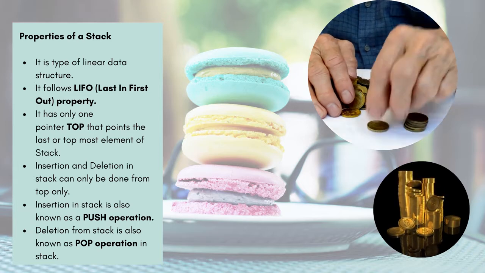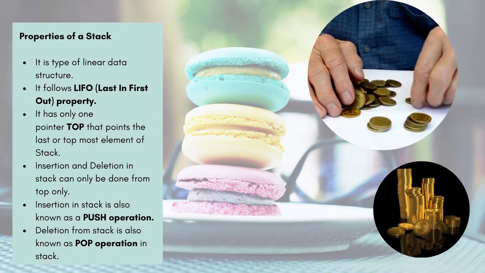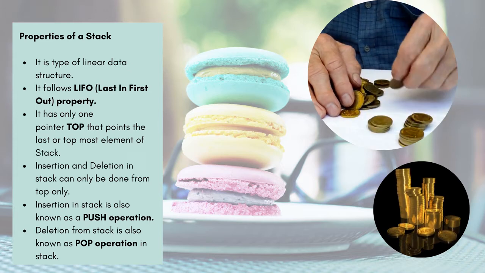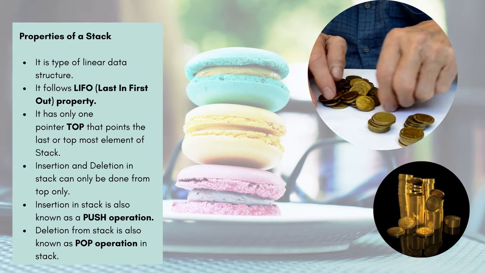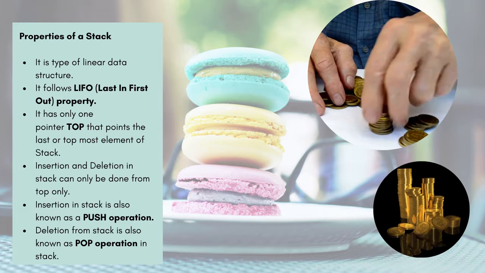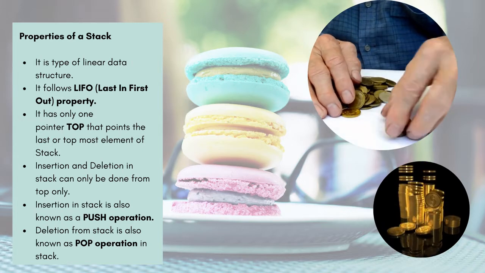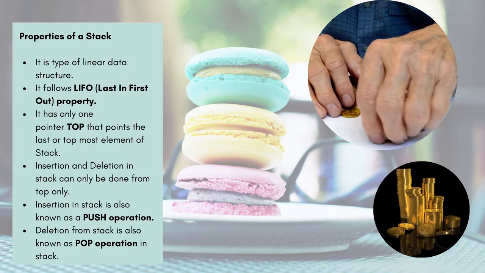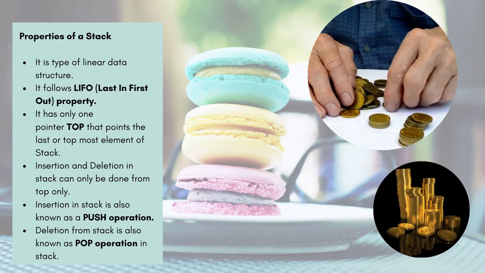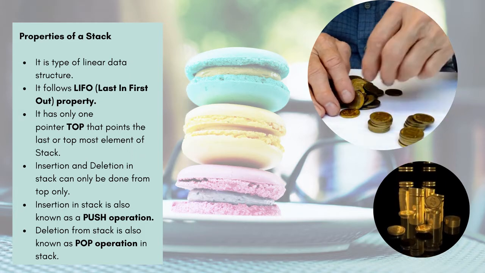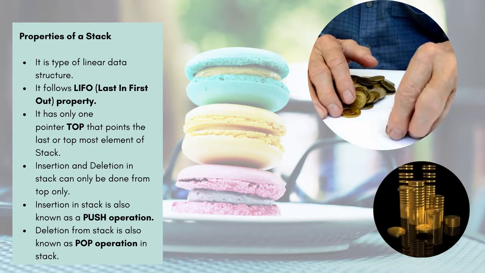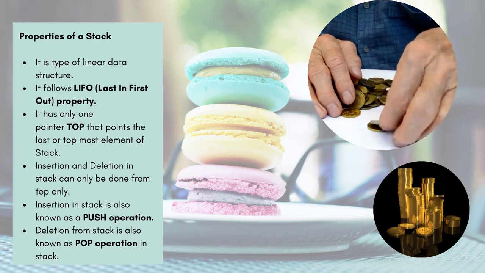Some common properties of a stack are that it is a type of linear data structure and it follows the LIFO property, that is last in, first out. It has only one pointer, top, that points to the last or topmost element in the stack. Insertion and deletion in stack can only be done from the top. Insertion in stack is known as push operation and deletion from stack is known as pop operation.